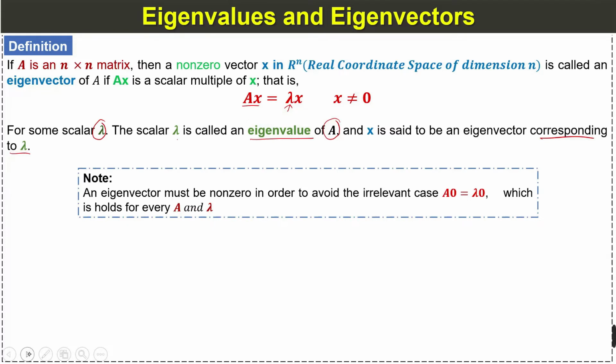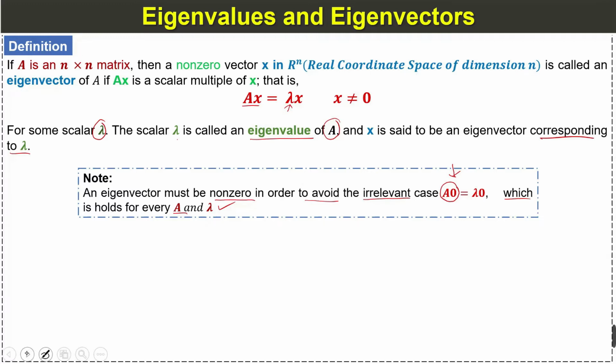Note: an eigenvector must be non-zero, in order to avoid the irrelevant case, that is the product A into 0 equal to lambda into 0, which holds for every A and lambda, which means the vector x cannot be equal to 0. We will discuss this in detail in the next lecture.